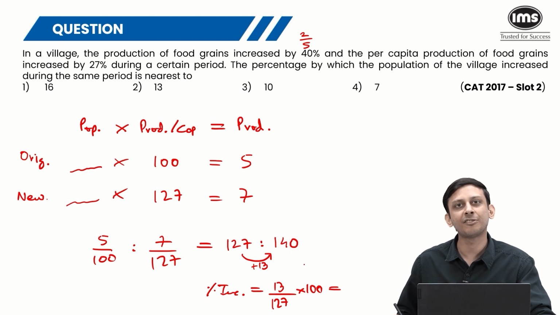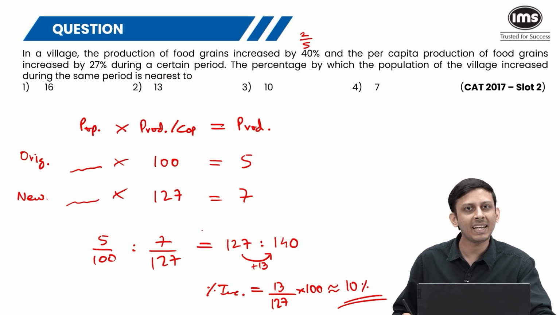127 into 10 is 1270 and 1300 is a little bit more than that. So we can take it as approximately 10% here. Anyway, the question was asking nearest to, not the exact value. So very easily like this, we can get the answer to be 10 in option 3.